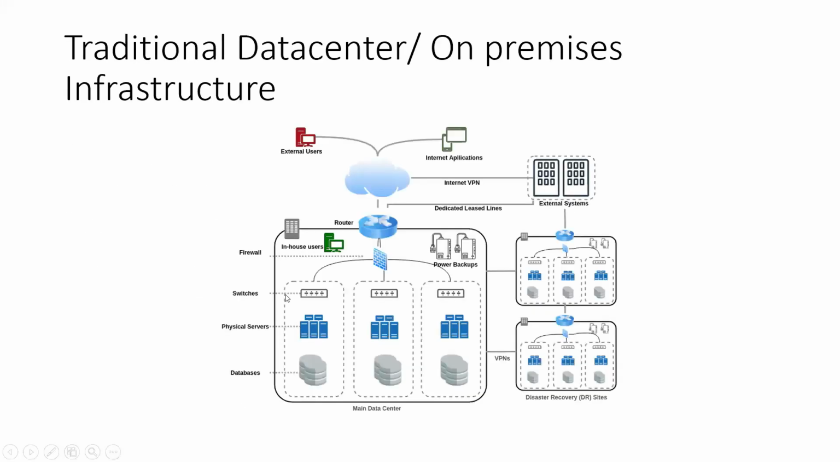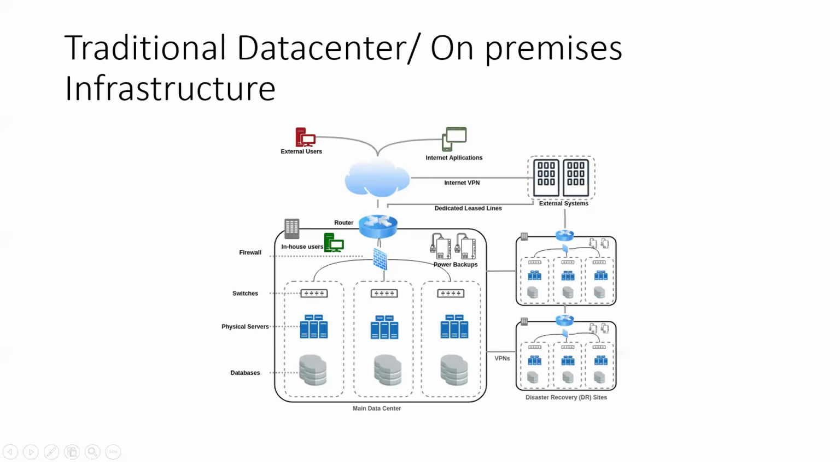We will have the routers, we will have the switches, we have the security devices like firewall, we have the load balancing application devices, we have checkpoints, we have database servers, we have physical servers. In order to manage the power capacity, we have the power backups available. So we have different servers, we have different network devices, we have different security devices. Everything is available. Everything used to be available in the company premises.